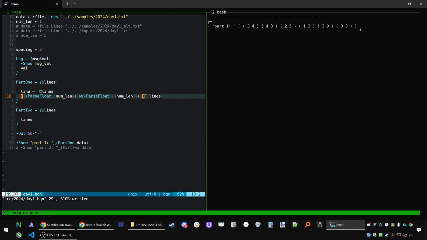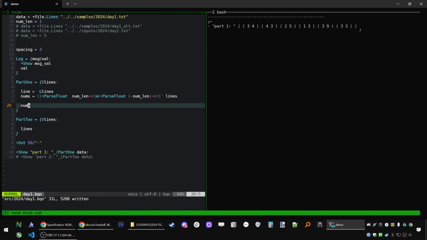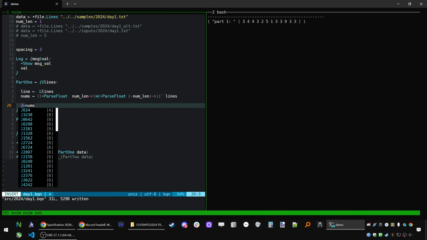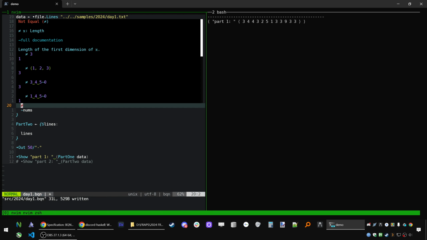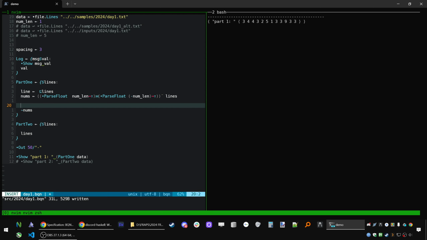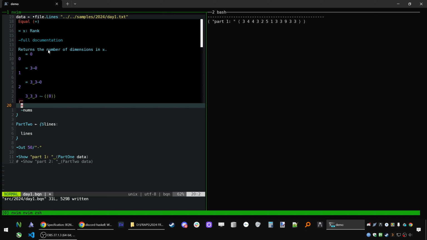This is our nums. I'm afraid of part 2 already. So return nums. We know they're pairs, so we can flatten them, right? There you go. And now we turn this into a table of 2. So again, this is join, which joins all the elements together. The rank, I think, is depth. I can't remember what rank is. Tell me what rank is. That's length. Equal. Rank, number of dimensions.